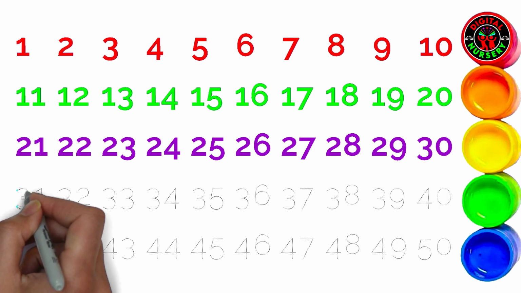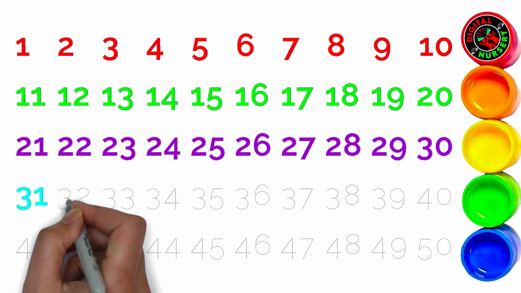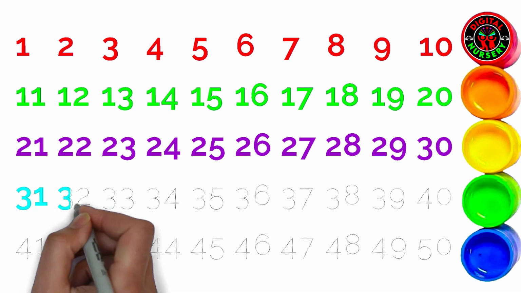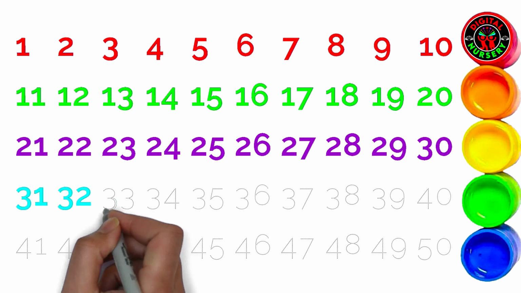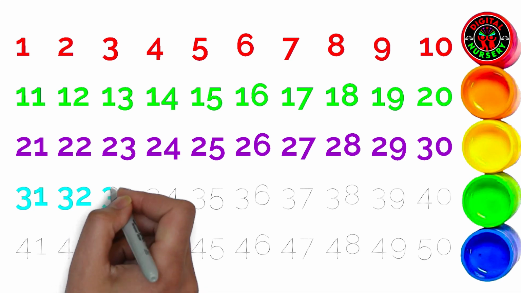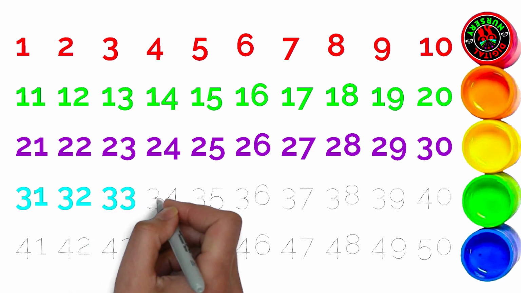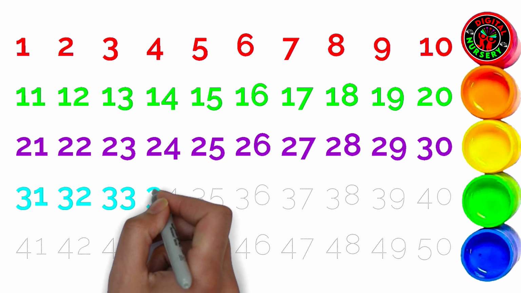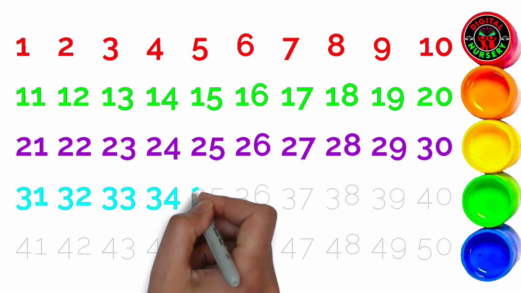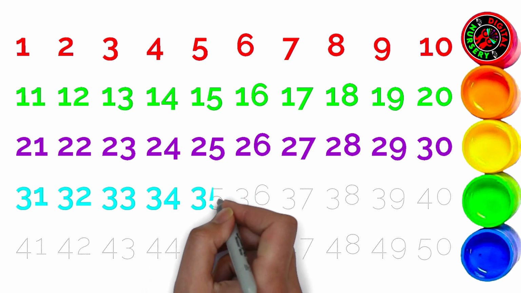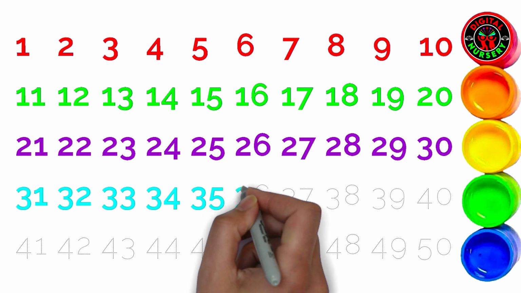31. Let's write 31 in blue color. 32. Let's write 32 in blue color. 33. Let's write 33 in blue color. 34. Let's write 34 in blue color. 35. Let's write 35 in blue color. 36. Let's write 36 in blue color.